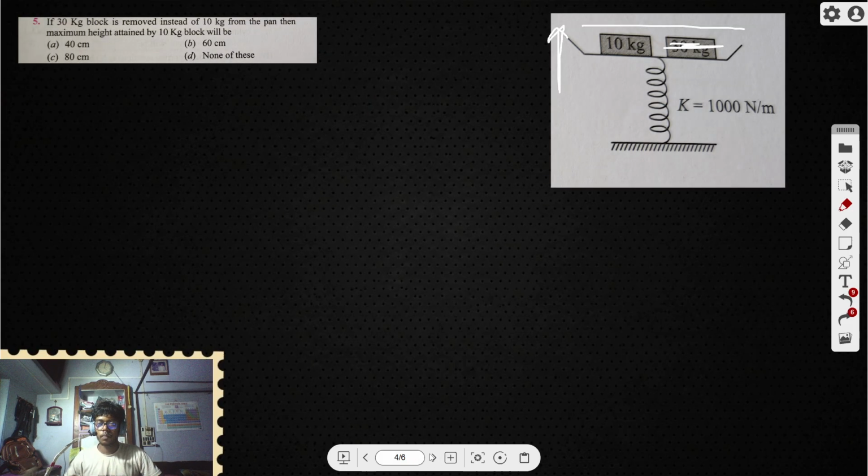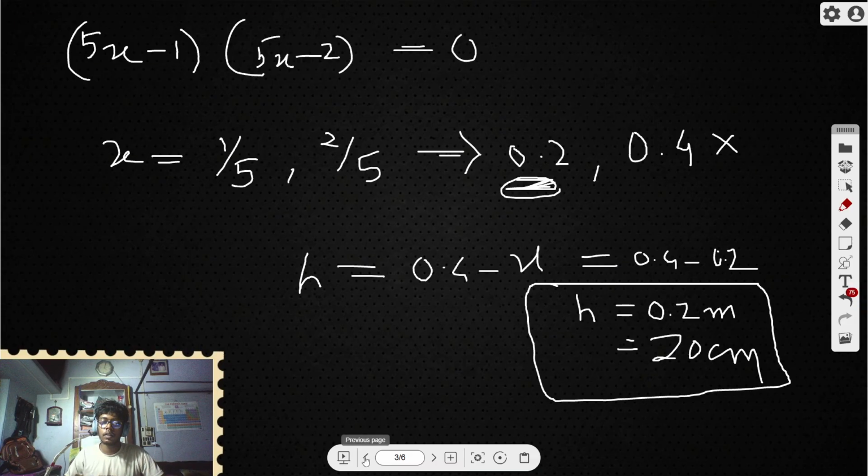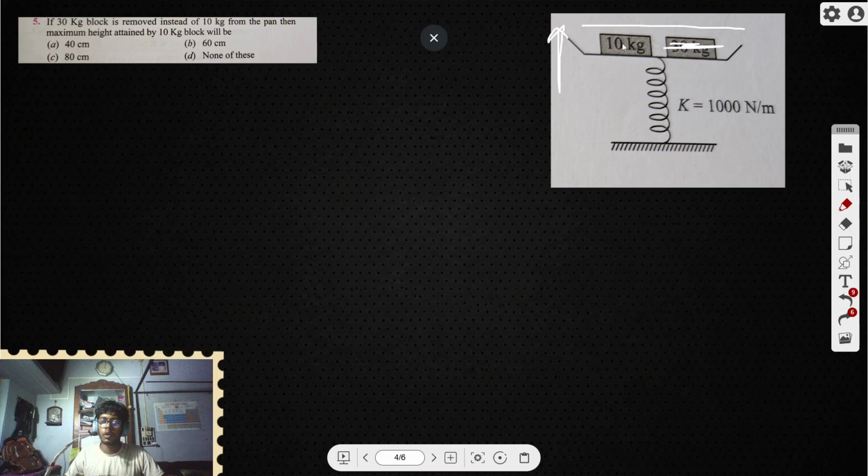Now let's do the second and fifth question. In this case, jumping may happen, so if you use SHM, it will not work. We will go the same way we did in the first case. The same thing, but the 30 kg block is removed instead of 10. We will do the same calculation, but we will put 10 in place of 30. So in this case, the 30 kg block is removed.